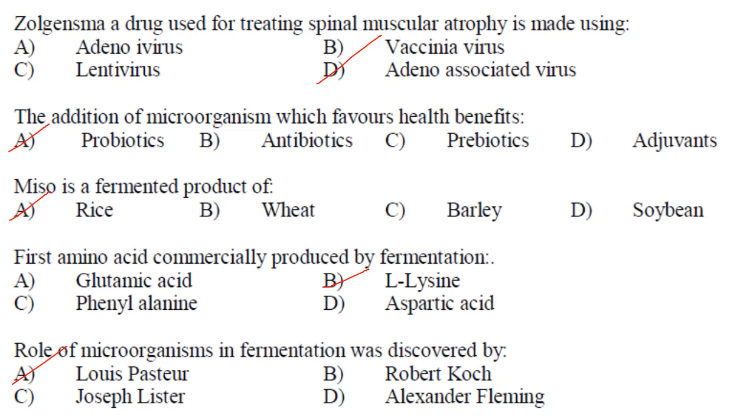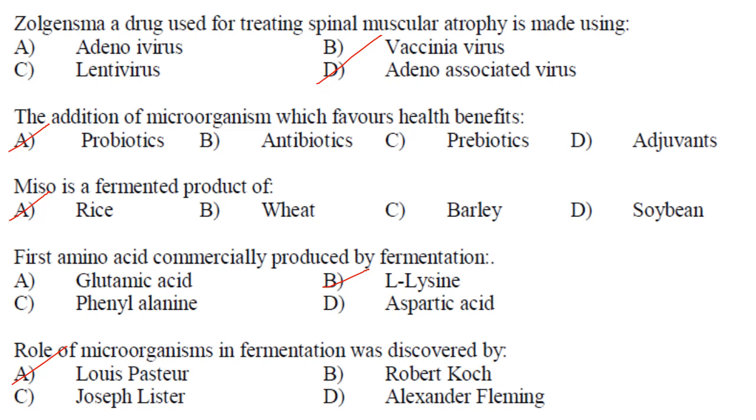SMN1 gene which is working, and it is placed in a vector, and the vector is adeno-associated virus 9 or AAV9. And the vector, what it does, it will deliver the working or the good SMN1 gene to motor neuron cells throughout the body. So they have asked, Zolgensma drug used for treating spinal muscular atrophy is made using adeno-associated virus. Answer is D. The next one.